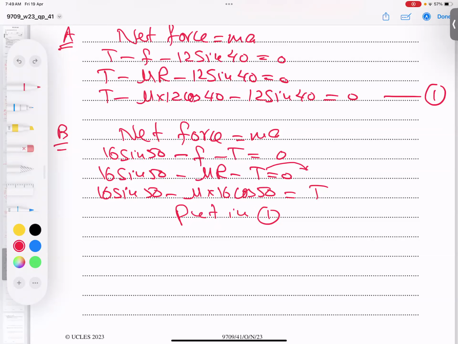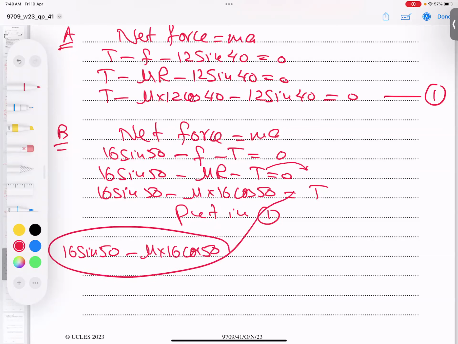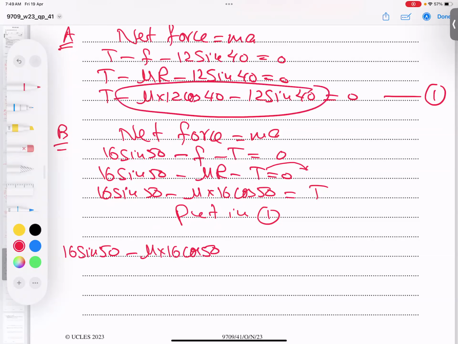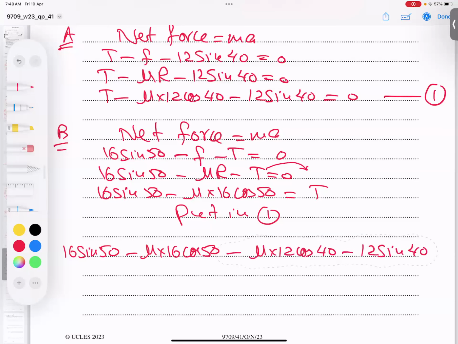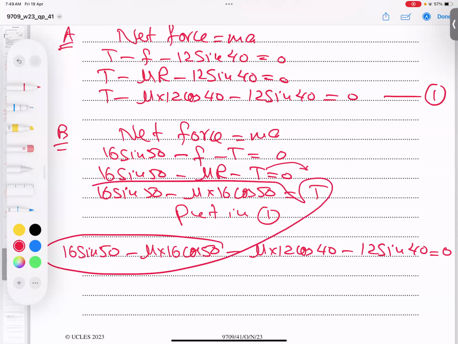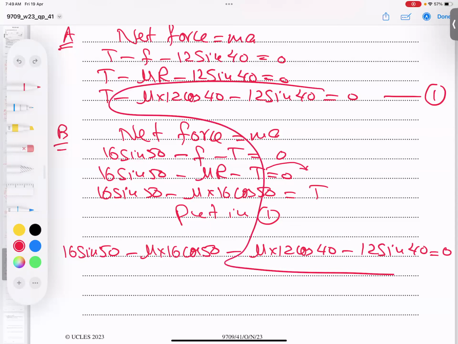So I'm getting what? 16 sine 50 minus 16 mu times 2, 16 cos 50. Okay, this is coming from here. Now this whole thing I copy. I just copy paste, better. This is saving my time. Copy, you see, I paste here, and equals to 0. Repeat: this value of T is there, and the whole thing as it is here.